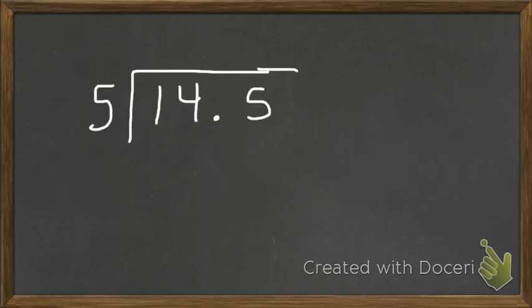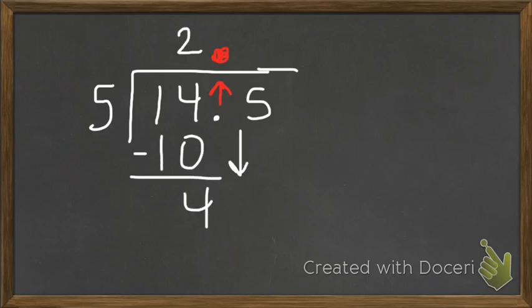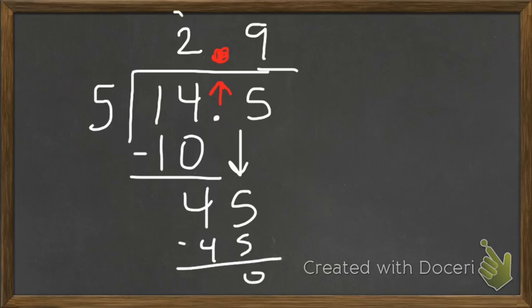Before you get started, the first thing you want to do is put your decimal point up here so you don't forget about it. If you put it in later, you might put it in the wrong spot. Okay, 5 goes into 14 two times. Bring down your 5. 5 goes into 45 9 times. So your answer is 2.9.